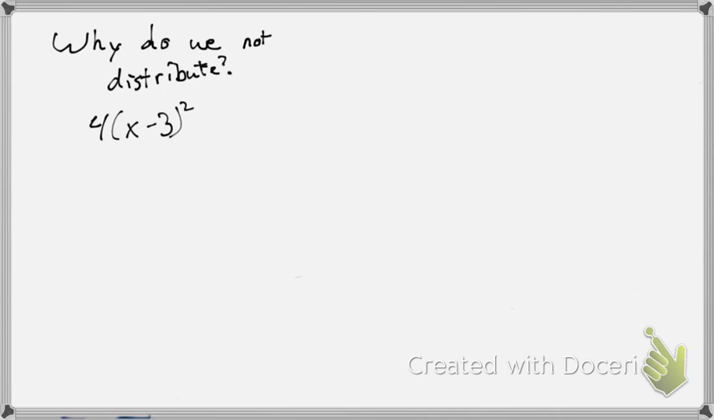Before I go on to the next question, I want to answer something because I know somebody is asking this right now. Why don't we distribute? The answer for this is very simple, and it goes back to something you learned a long time ago, the order of operations. With the order of operations, we know it's parentheses first, then the exponents, multiply, divide, add, and subtract.